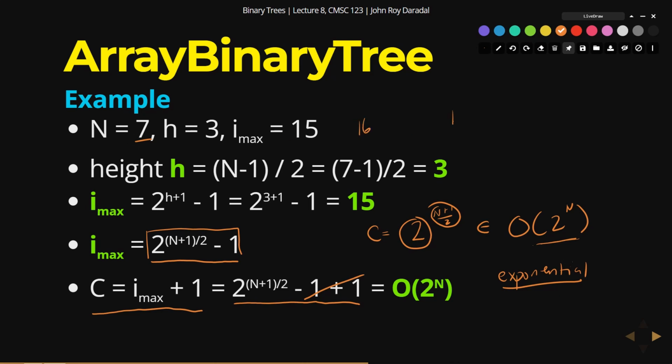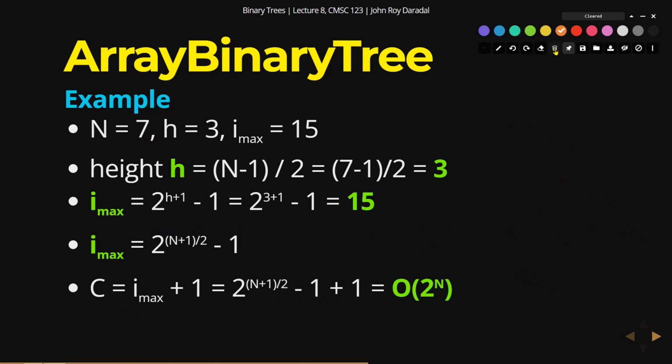What more if you only need 100 nodes and then it's super unbalanced, right? So it would be like this. You go deeper and deeper, and then you would need a lot more space, wherein a lot of the cells are actually empty. There's a lot of wastage, right? So that is the disadvantage for your array binary tree. It's when you have a highly unbalanced binary tree.